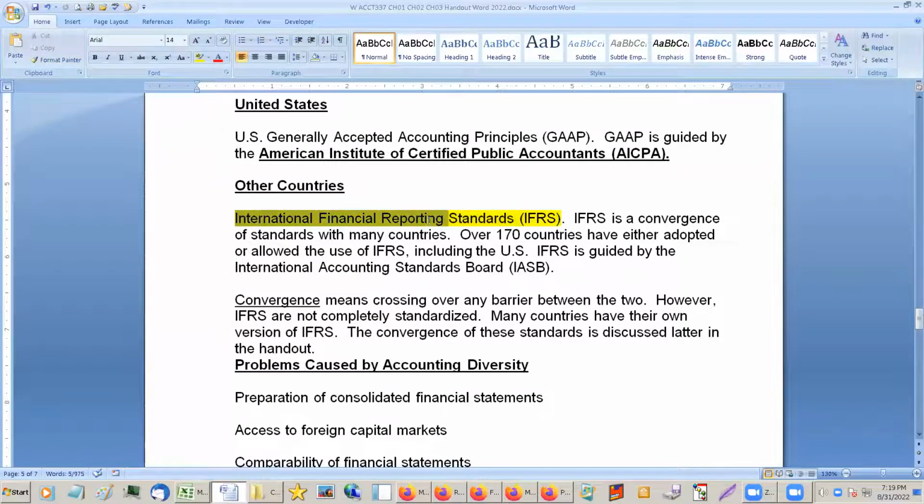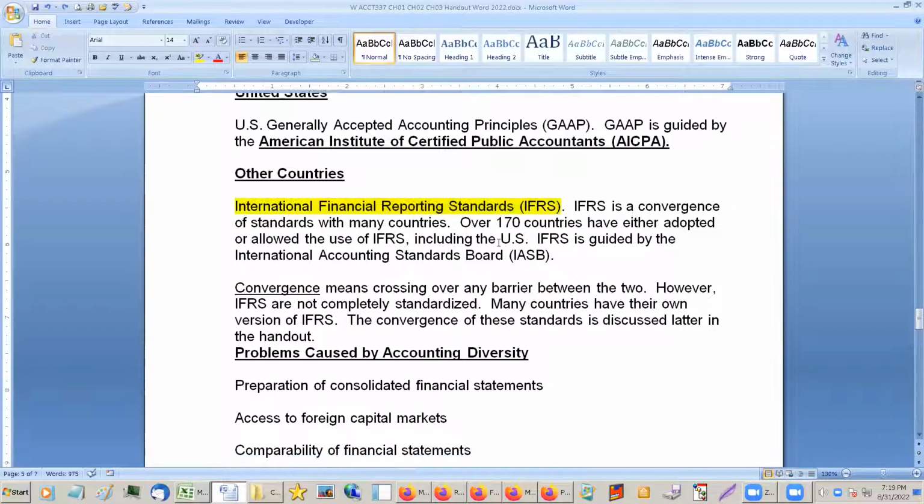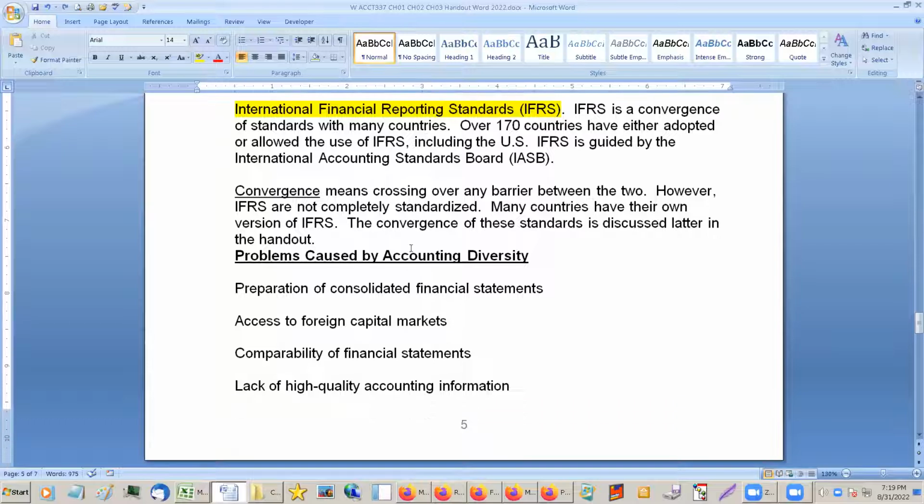International Financial Reporting Standards, commonly called IFRS. Okay, so international standards.